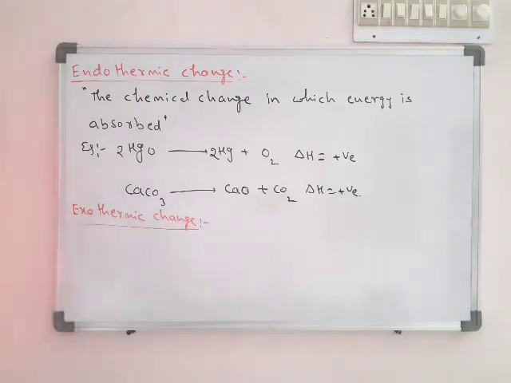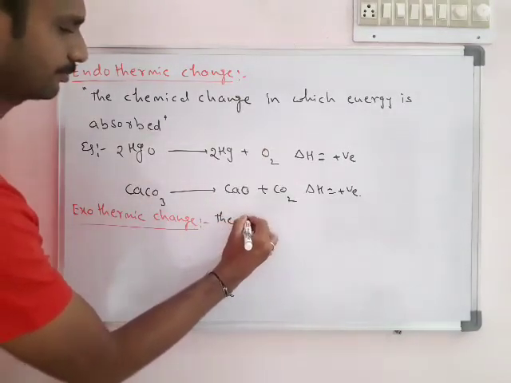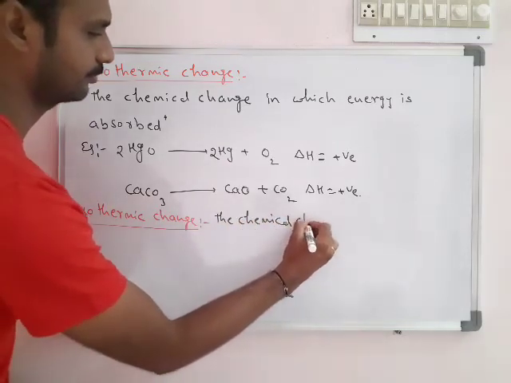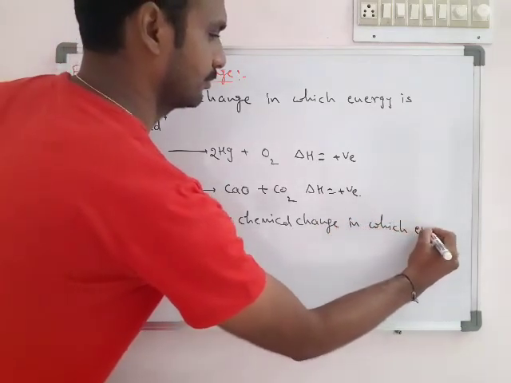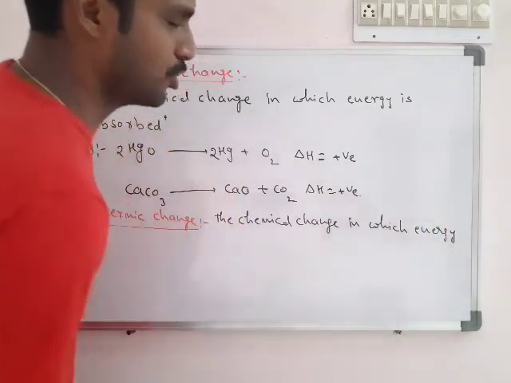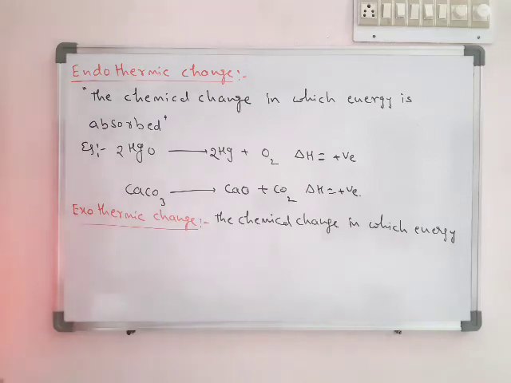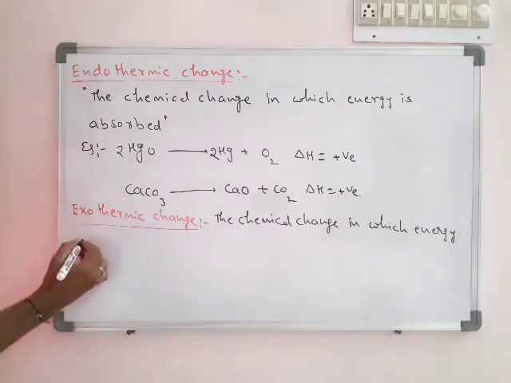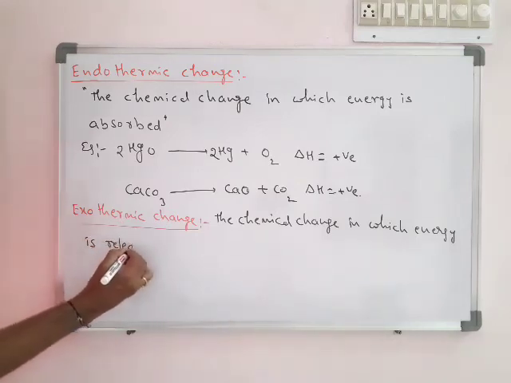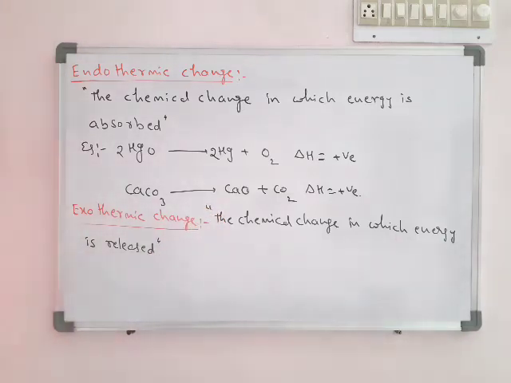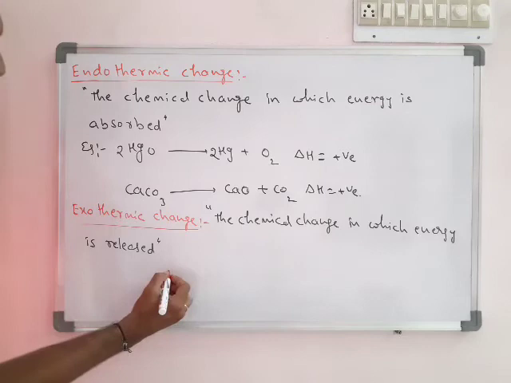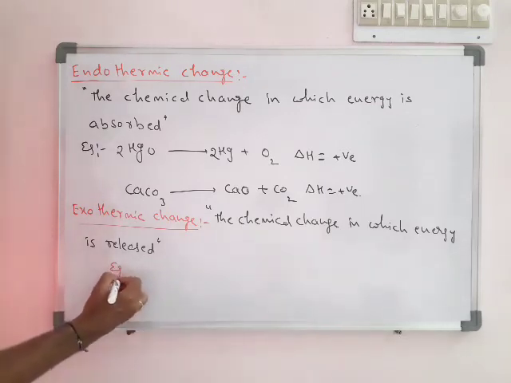See the exothermic change, now exactly opposite to it. Exothermic change means the chemical change, in this short term we are totally discussing only chemical changes, in which energy is released. Those are called exothermic changes. So the examples we can write, there are some general examples.